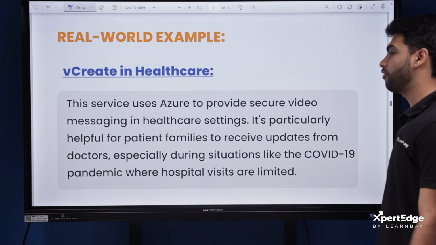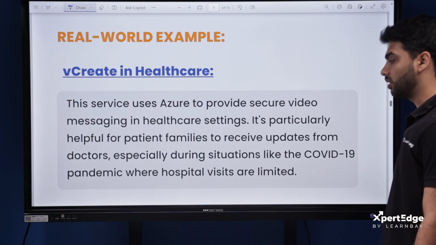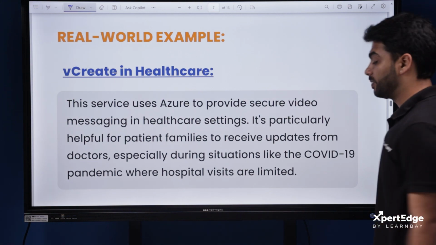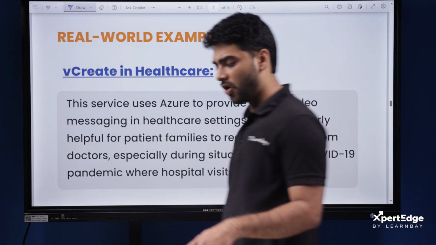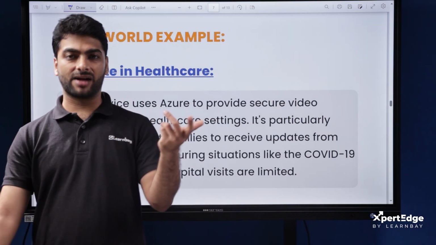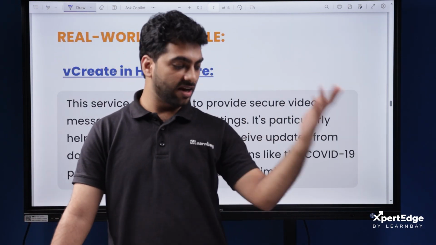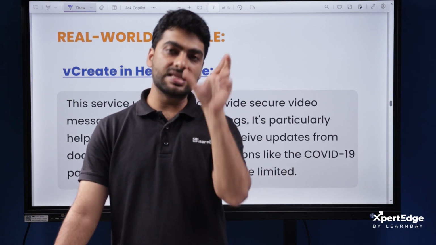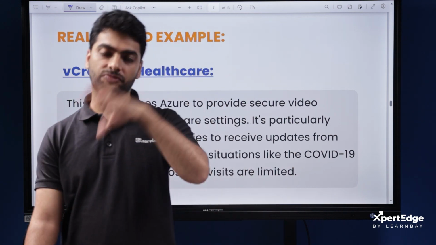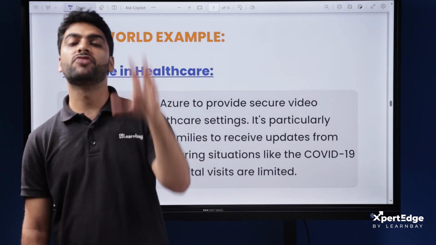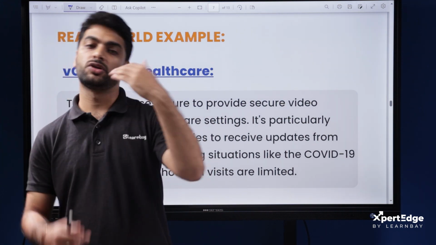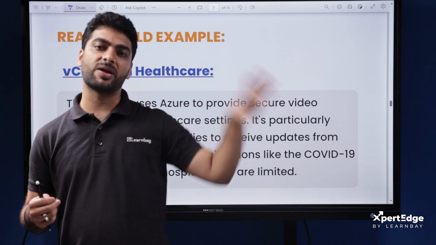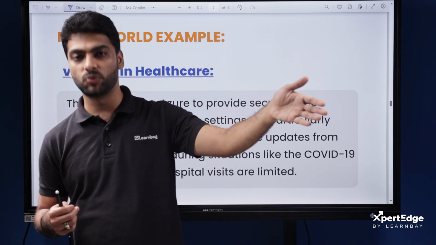It's particularly helpful for patient families to receive updates from doctors, especially during situations like COVID-19, where hospitalization was limited. So we have got something like Practo, right? Please go and find out what Practo uses, right? Apart from that, vCreate is an application functioning in the healthcare department, which is using Azure to carry out all its operations. And that is how vCreate is dependent on Azure to carry out its functions smoothly.